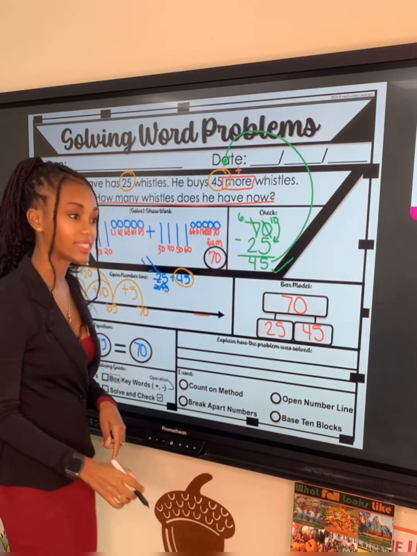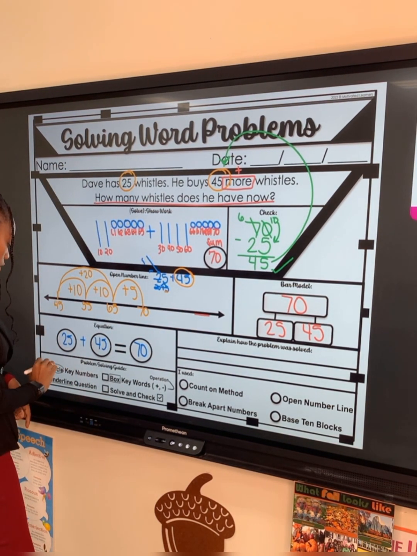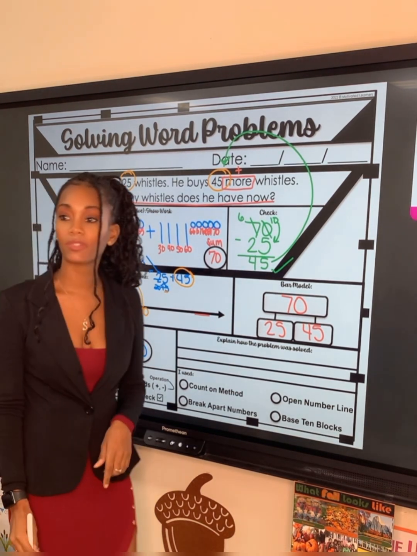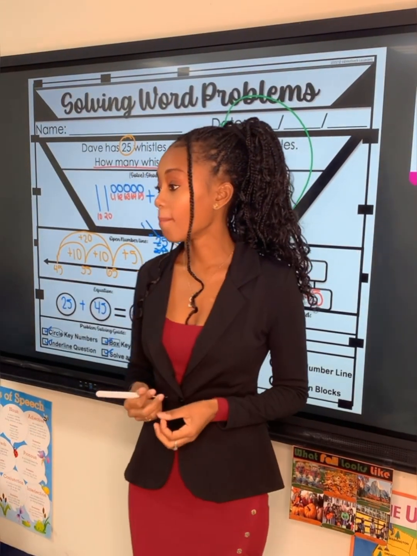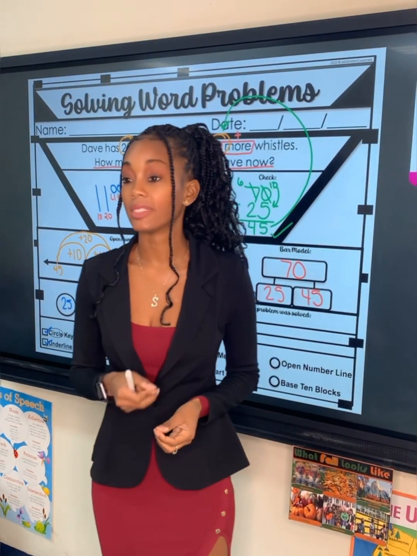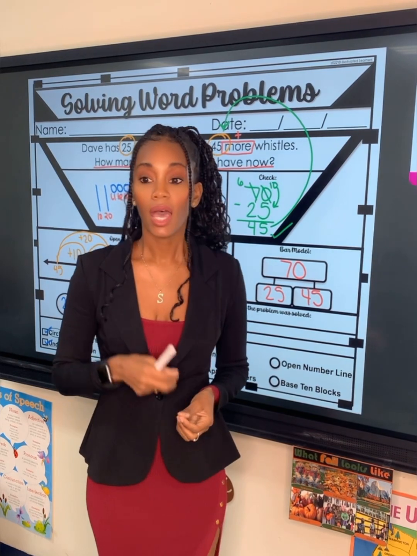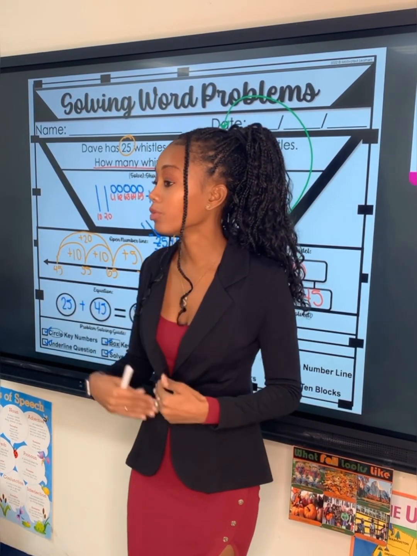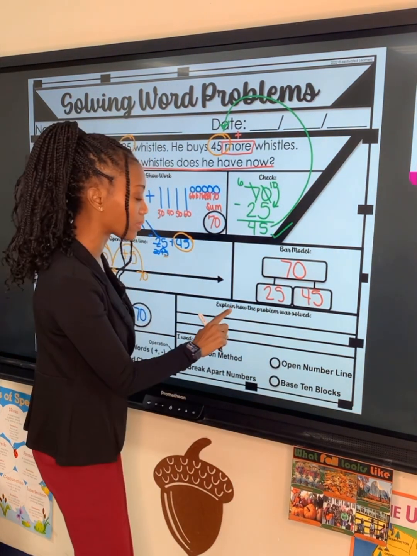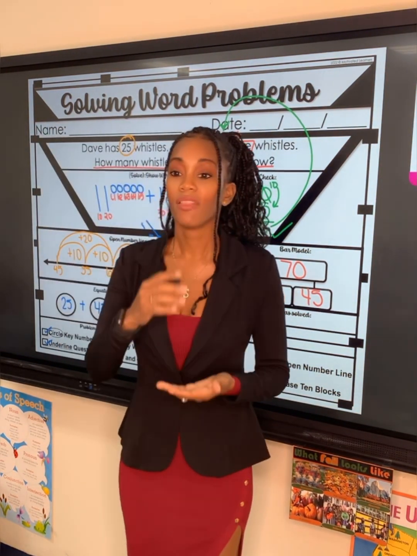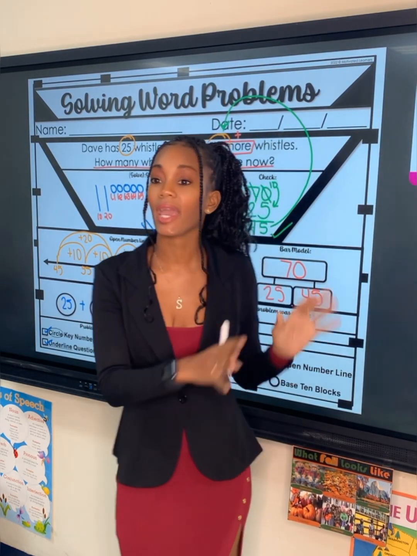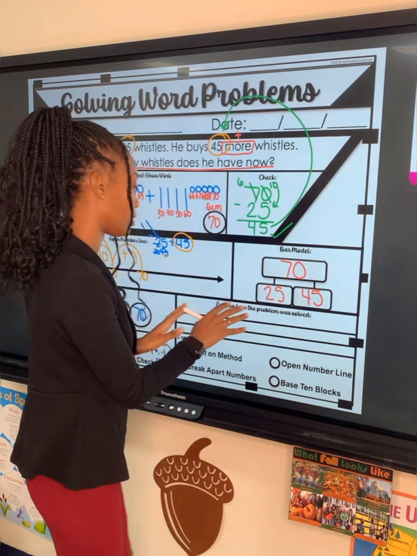What strategies did I use? I circled my key numbers, I boxed in my keywords, I underlined my question, and I solved and checked. When you are really good at math, you are able to break down the steps that you have completed, and you're able to explain using words how you did it. So when you see explain how the problem was solved, that is what we're doing. We're taking it up a notch and we're explaining how we were able to solve it, right?